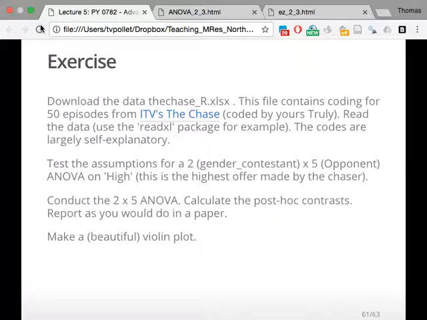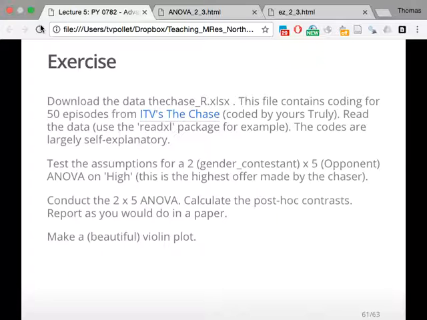I've had an exercise for you which is based on the Chase ITV quiz shows. I coded 50 episodes of The Chase, and you're going to do some tests with that. I want you to test the assumptions for a 2 times 5 ANOVA. Basically, I want to find out if the gender of the contestant and the opponent which they play influences the highest offer made by the chaser. So, for example, one chaser might be particularly lenient towards men, so that's the type of test we want to do.